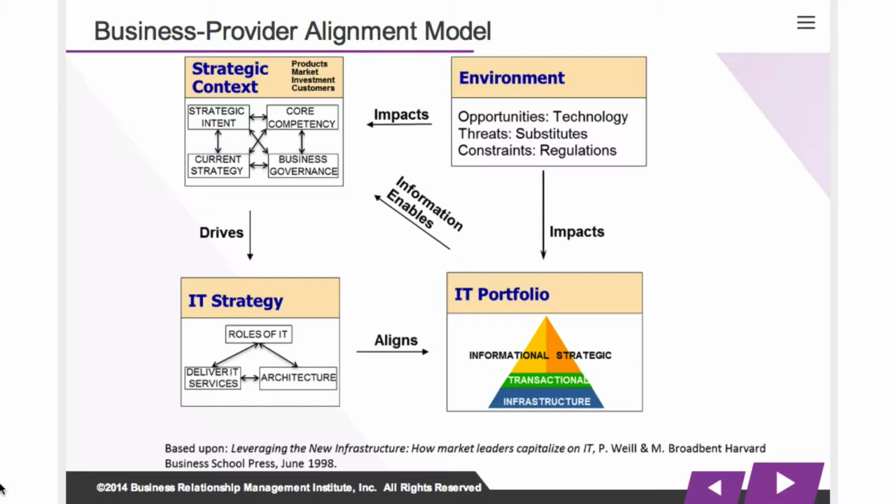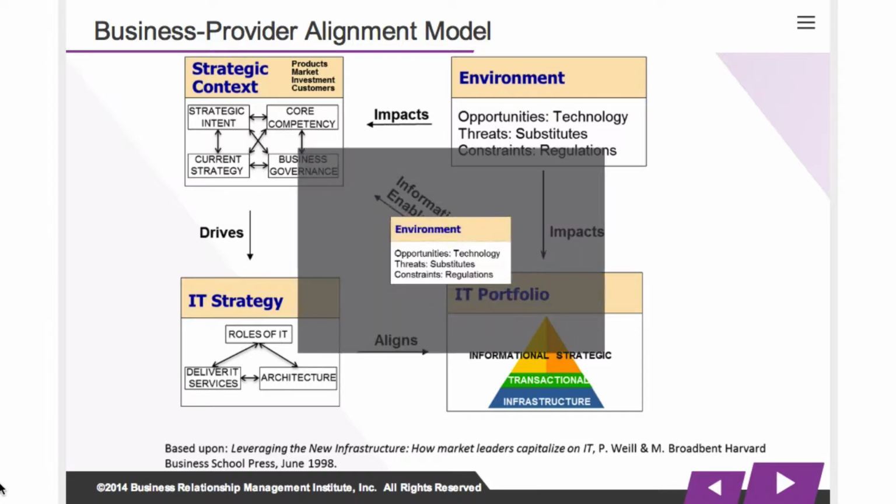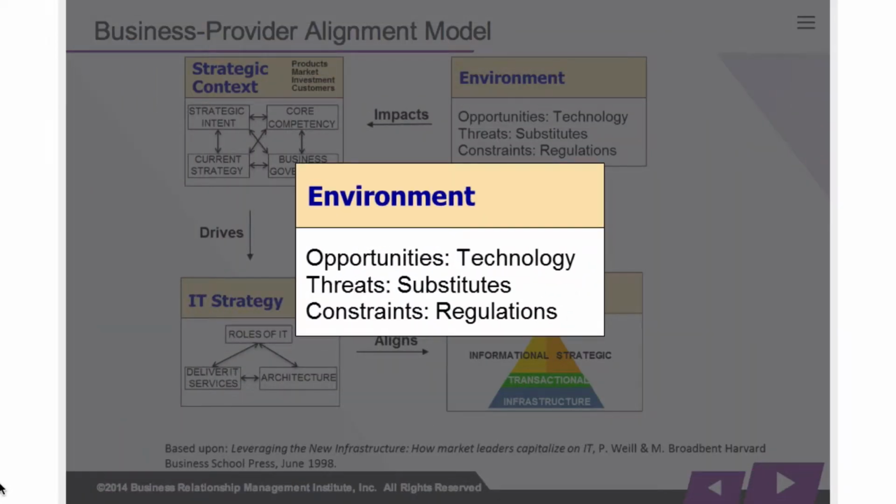Now back to the Business Provider Alignment Model. The model provides a framework for analyzing and understanding these differences between the provider and its partners. It also enables a constructive dialogue between the two parties. You can see that the model has 4 components: the environment within which the business operates, the strategic context for the business, the IT strategy, and IT portfolio. The environment box includes some examples of relevant environmental factors which are classed as opportunities, threats, or constraints.